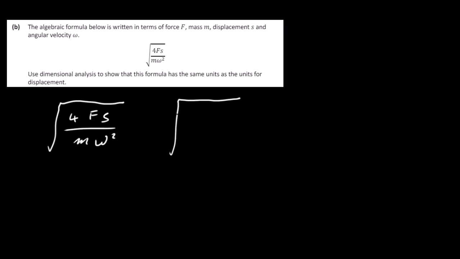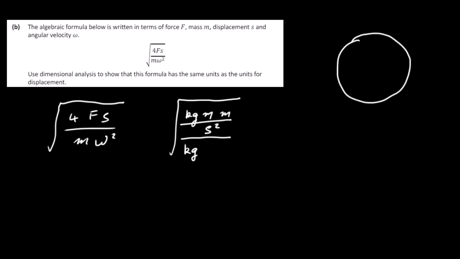Let's see, force is kilograms meters per second squared, and then we have displacement here which is meters as well. On the bottom we've got mass which is kilograms, and then we have omega squared. So if you think about omega, omega is the angular velocity. So if we have, let's say, a circle here and this is the radius, let's say in meters, the angle here, let's say this is r as well, this will give you 1 radian if the distance from here to here is the same as the radius length.